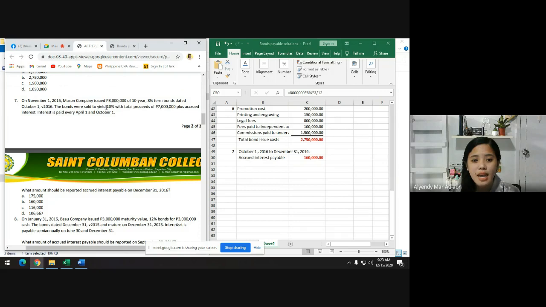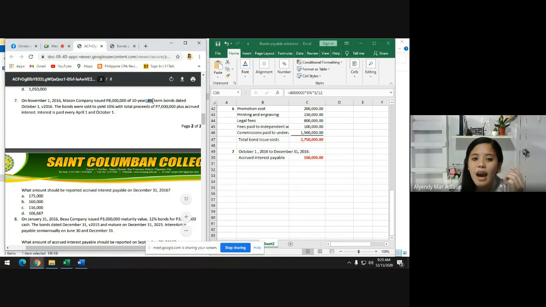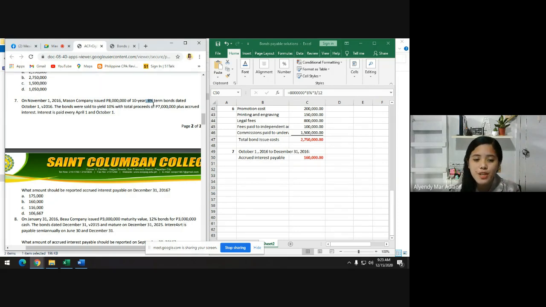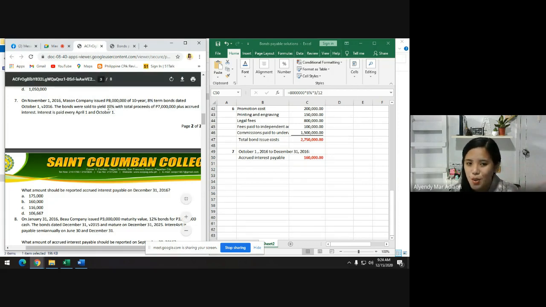Actually, kaning 10%, magamit gihapon ni nato. In computing for the interest expense, 10% atong gamiton. But in computing how much will be paid to the bondholders, we will use the 8%. Why? Because these bondholders do not know about this 10%. Okay, this is a market interest. They do not know about this. Pero ang ibawaan nila is katong nakasulat sa bond certificate, which is 8%. So, katupod ang ato ang ibayad sa ilaha.